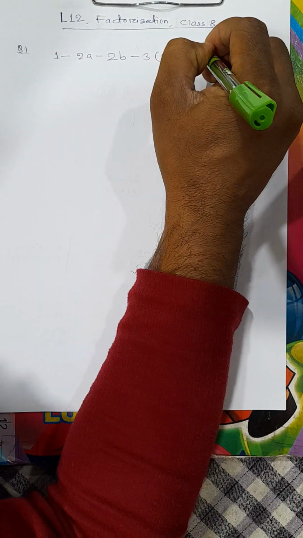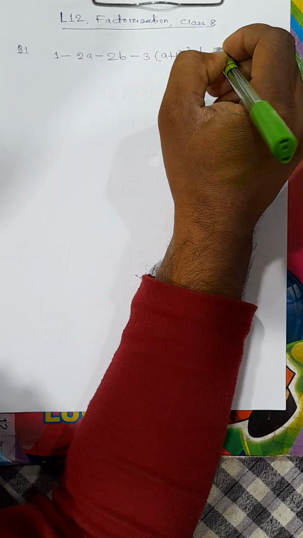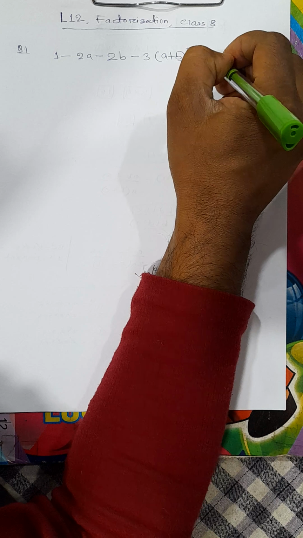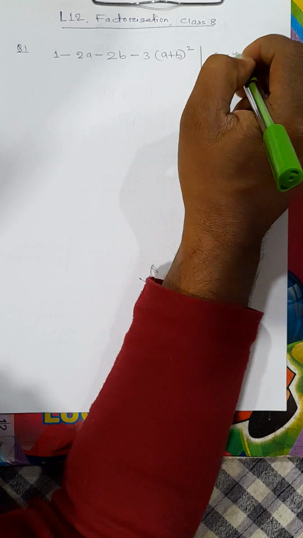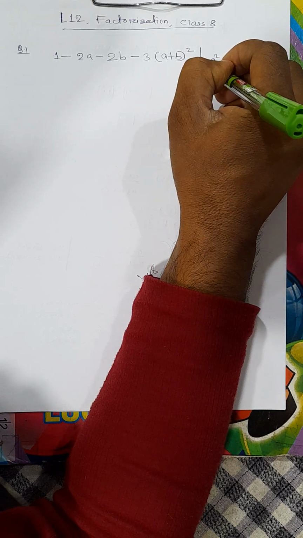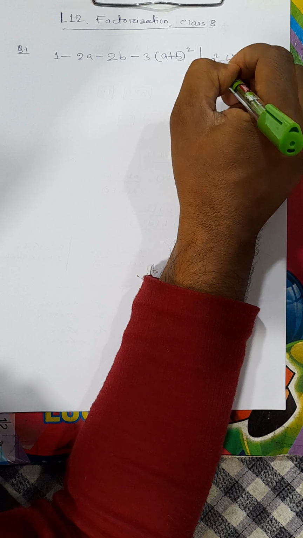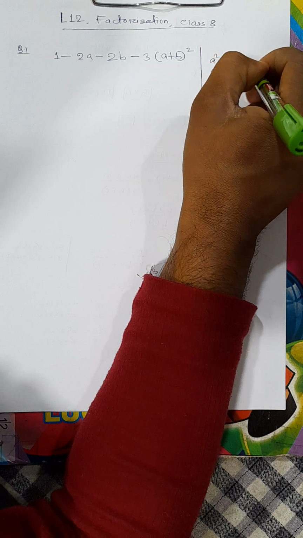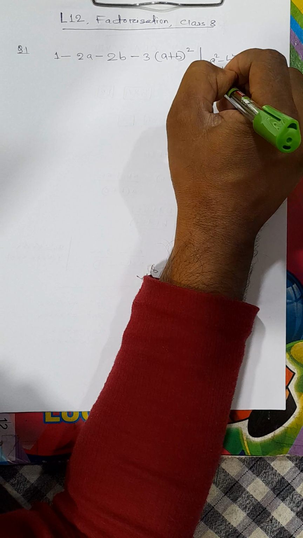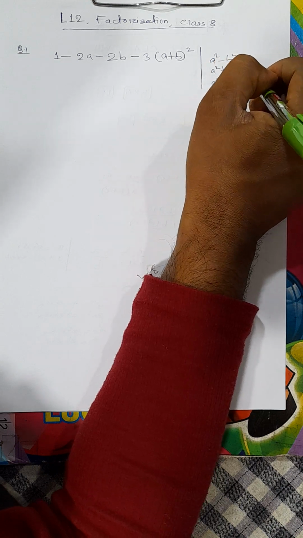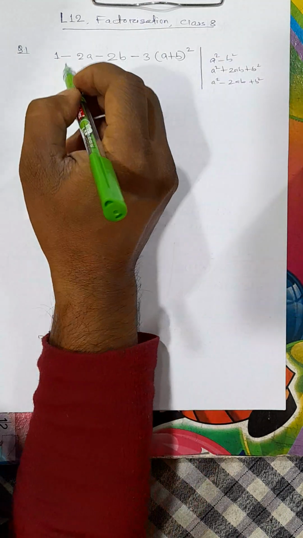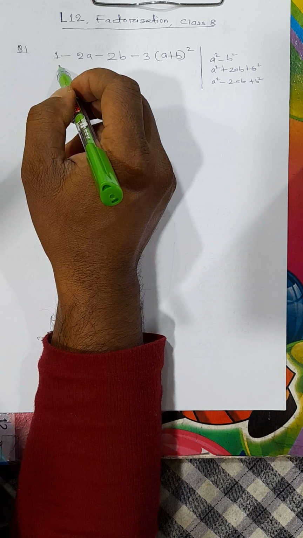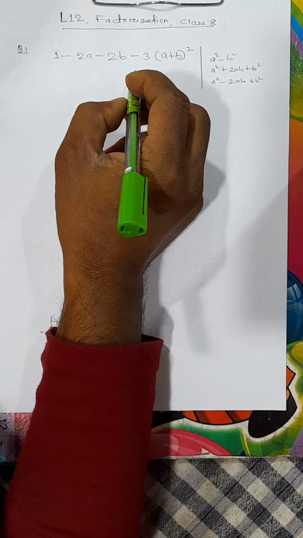Now, to factorize this, you cannot compare it with identities like a square minus b square, or identities like a square plus twice ab plus b square, or a square minus twice ab plus b square, right? Here you see there are 4 terms in total. So let us first make it simpler.